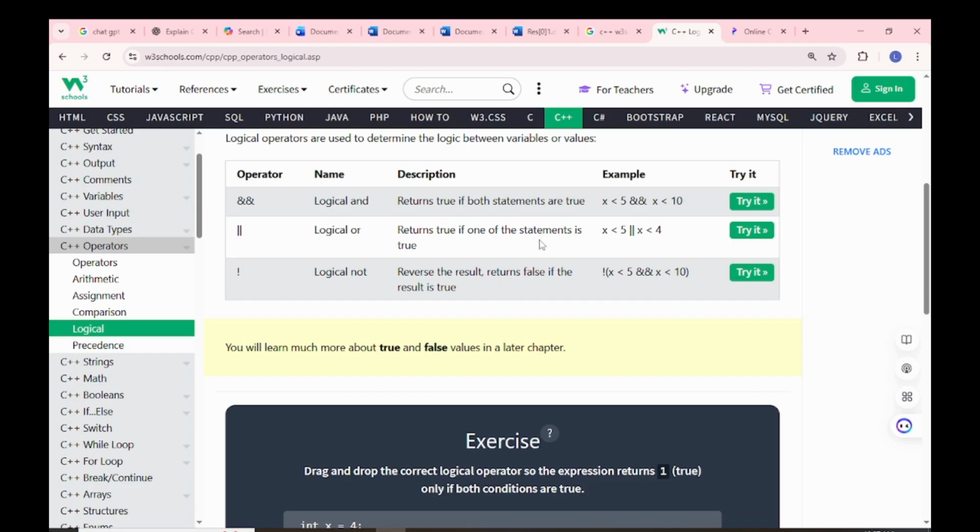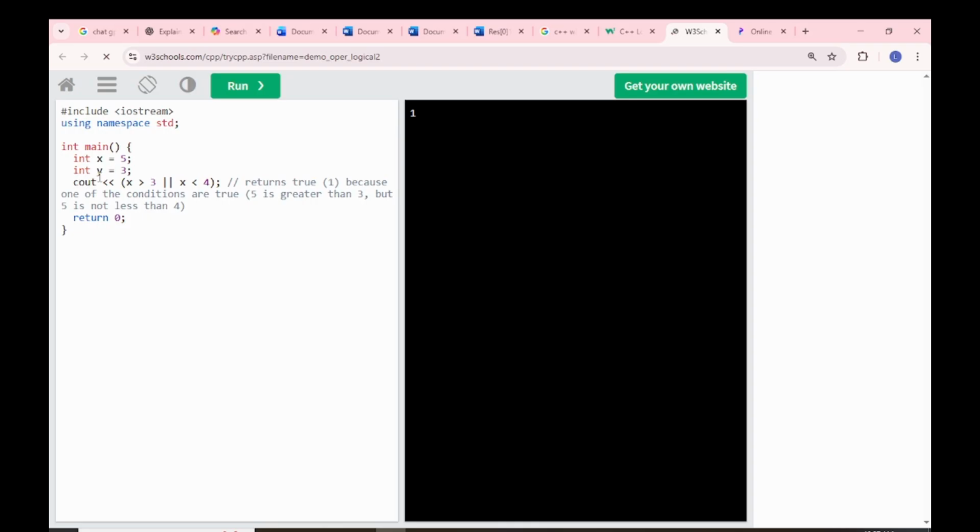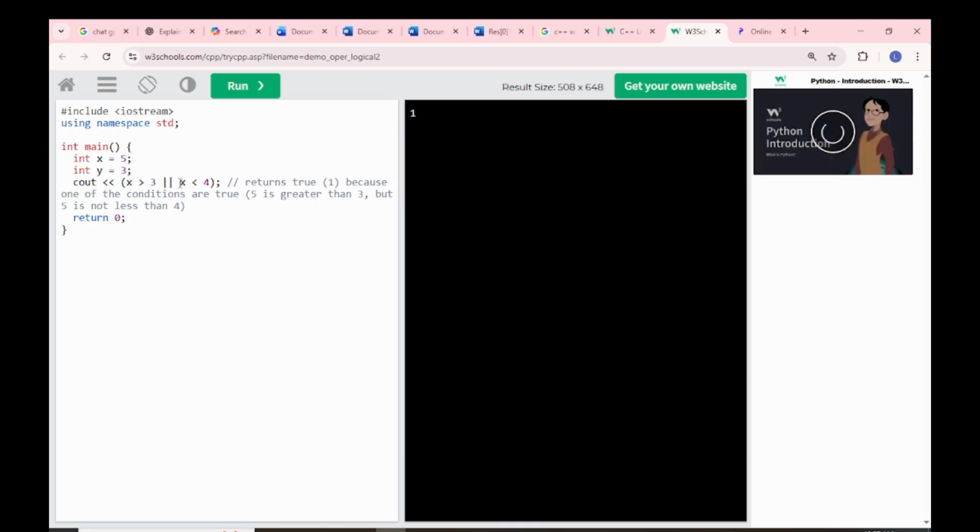The OR operator returns true if one of the statements is true. So if you come here, x equals 5, y equals 3, cout x greater than 3 or x less than 4. So yes, x is greater than 3 and x is not less than 4. It returns true, 1, because one of the conditions is true. 5 is greater than 3, but 5 is not less than 4. So this is false, but this is true. So one of them is true, so this is the OR operator, so it is giving us 1.